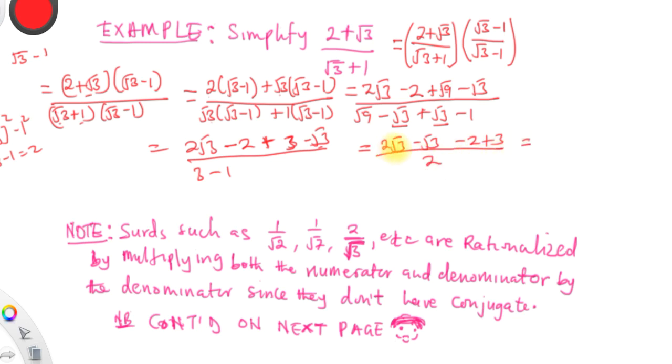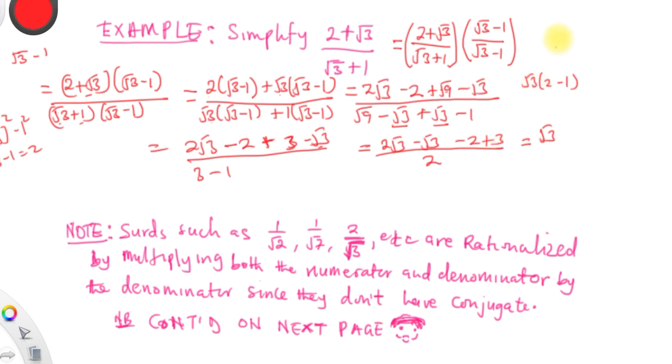What is 2 root 3 minus root 3? You get root 3. This is the same as 2s minus s. If you like, as I told you, you can just factor the root 3 out. Then you get 2 minus 1. So 2 minus 1, you get 1. 1 times this, you get root 3. So this one is root 3.